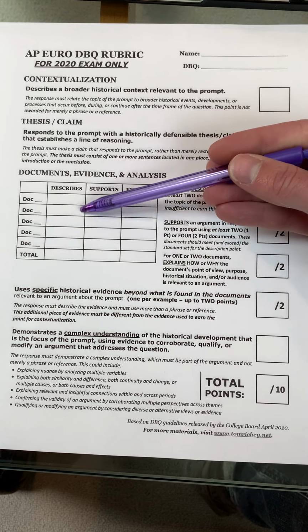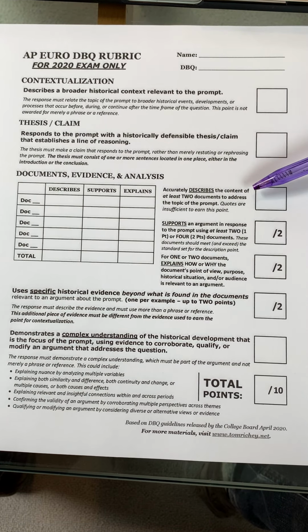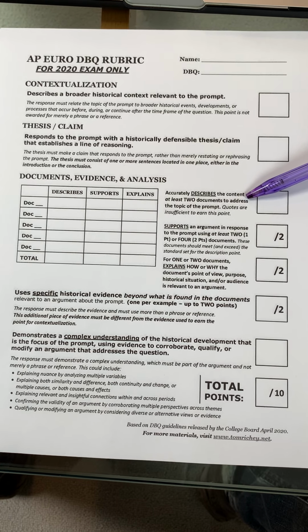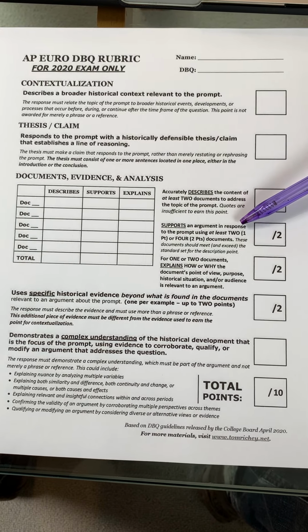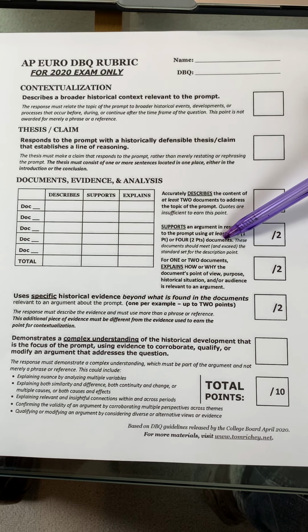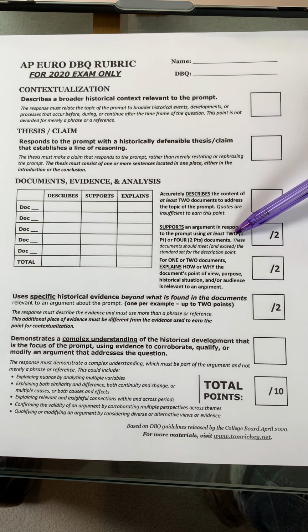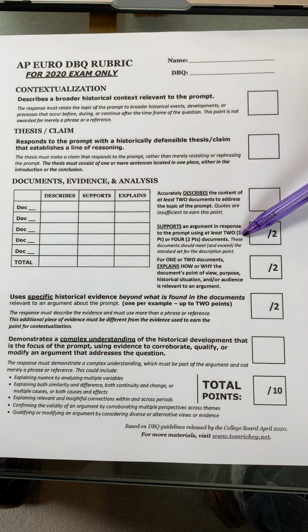And then out of these 5 documents, if you can describe 2 documents, you get 1 point. If you can support your argument with 2 documents, you get an extra point. If you can support your argument with 4 documents, then you get 2 points. And so 4 out of the 5, you can get 2 points. If you just support your argument with 2 documents, you get another point. Okay.